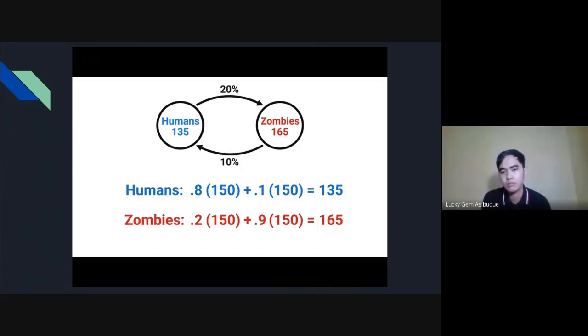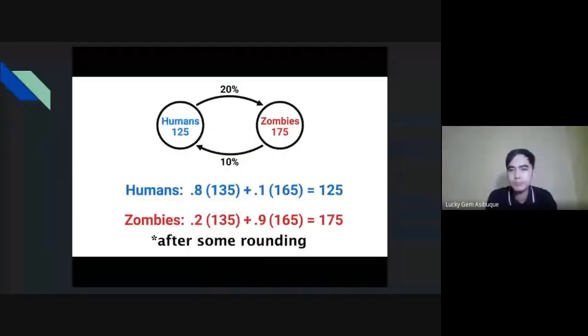But we want to know what happens after a long time, so we got to keep going. After another hour, we write the same percentages, except now the number of humans is 135 instead of 150, and for the zombies we got 165 instead of 150. This outputs 125 for the humans and 175 for the zombies. So we seem to keep losing humans, but will this continue?